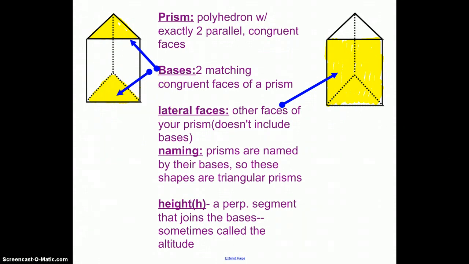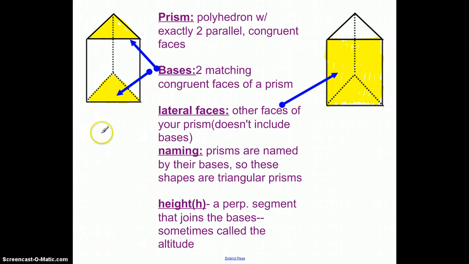Another big piece is that prisms are named by their bases. So if this one happens to be a triangle on the bottom, then this would be a triangular prism. If it was a square on the bottom, it would be a square prism. It's pretty straightforward.